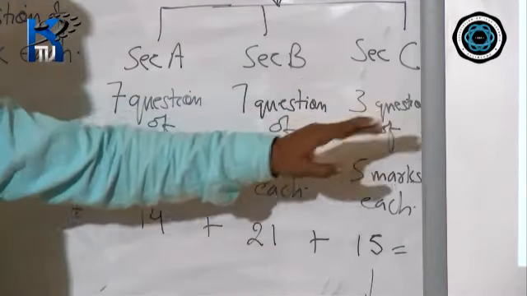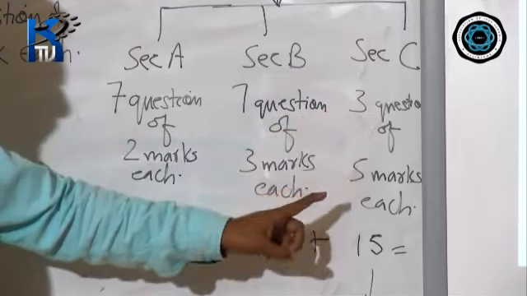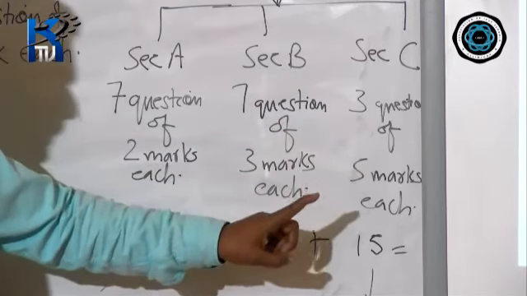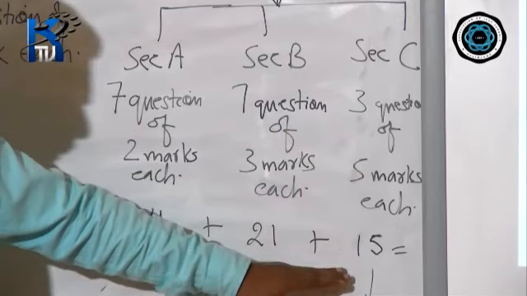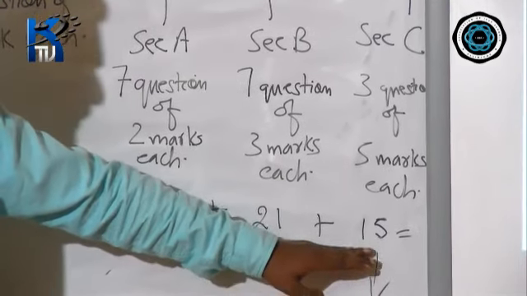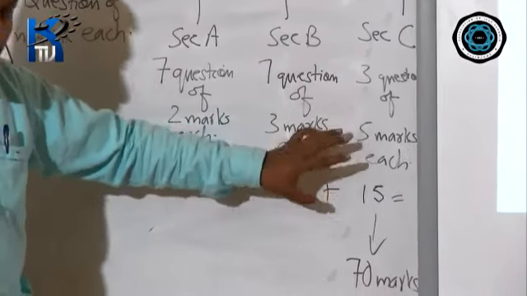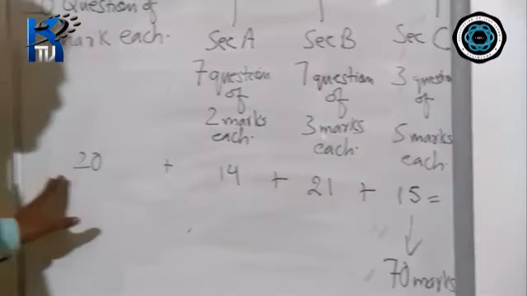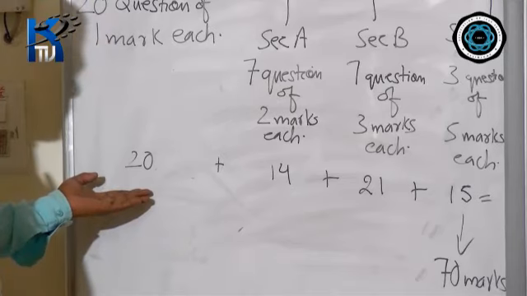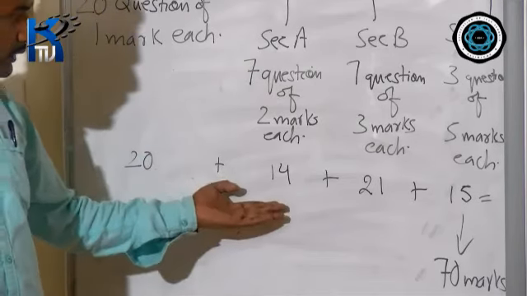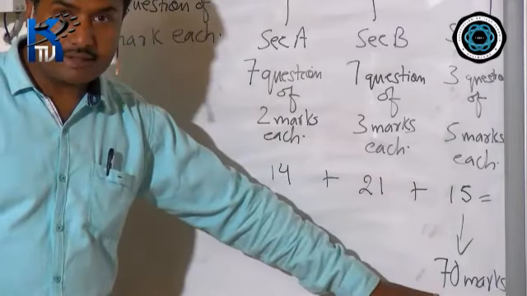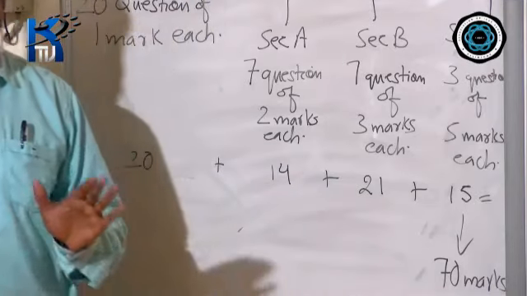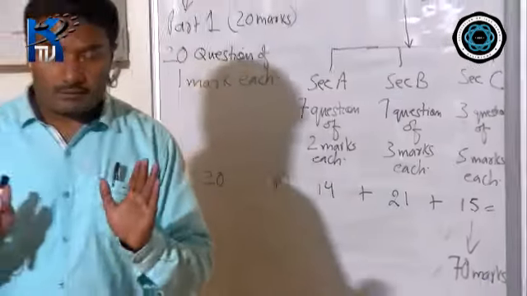And Section C has 3 questions of 5 marks each. Altogether, that means 15 marks. So, when we add all these things, from Part 1, 20, Section A, 14, 21, 15, it is 70 marks. So, this is the question pattern.